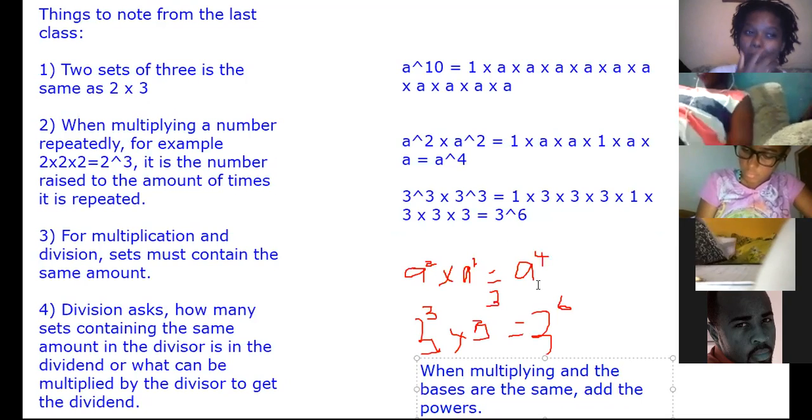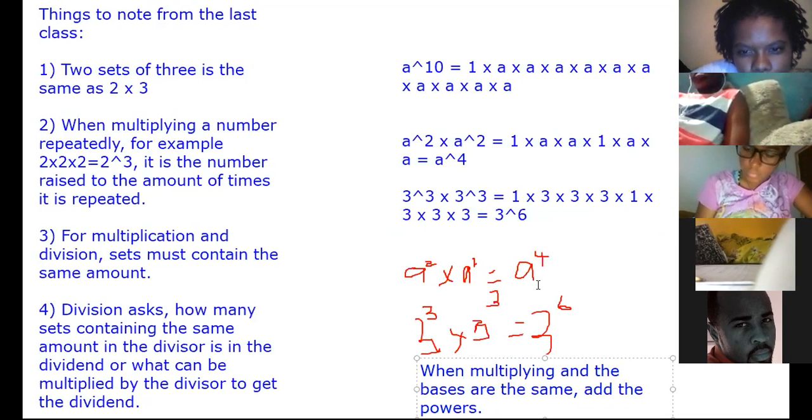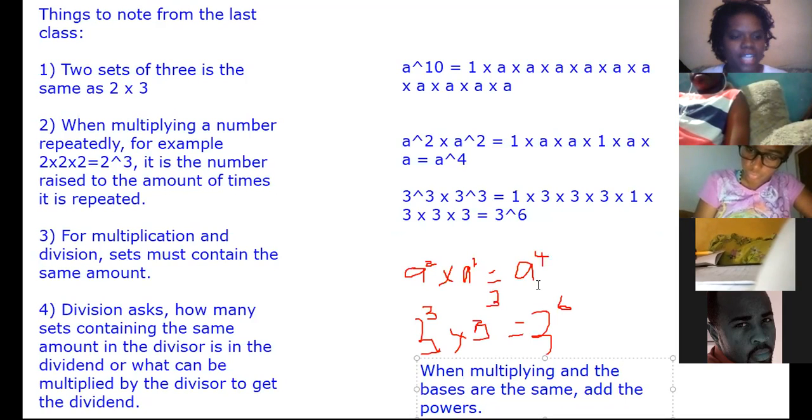If the bases are different, you still can multiply them? Yeah. If the bases are different, we can multiply them. But can we add the powers? No. So the adding of powers is only applicable when the bases are the same. All right? Let me do an example then when the bases are not the same, so that we can see that.